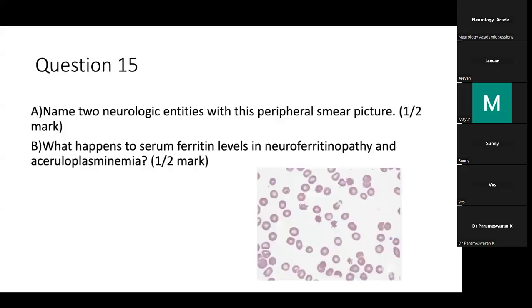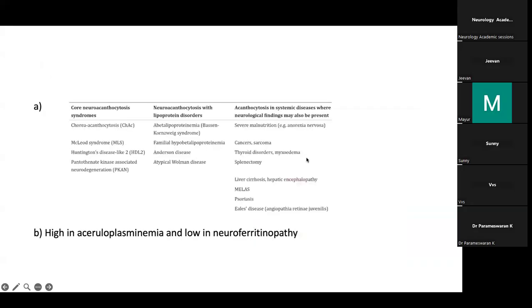There was a peripheral smear slide shown, which is showing acanthocytes, and two neurological indices in which this can be seen, and the serum ferritin levels in two particular conditions was asked. The conditions in which neuroacanthocytosis can be seen are chorea acanthocytosis, McLeod syndrome, Huntington disease like 2, PKAN. And neuroacanthocytosis with lipoprotein disorders include abetalipoproteinemia, familial hypobetalipoproteinemia, Anderson, and atypical Wolman disease. There are other systemic diseases where neurological findings and acanthocytosis could be seen together. The answer to question B is serum ferritin levels are high in aceruloplasminemia and low in neuroferritinopathy.